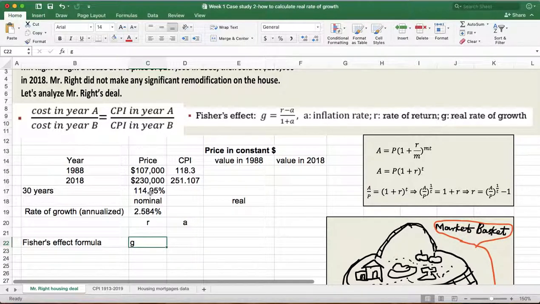But in real life, this growth rate is not very useful because mostly investment or GDP or everything we use annual rate of growth. That means we need to get an annualized rate of growth. How to do it? The price for buying the house is the principal. We can use the financial formula.